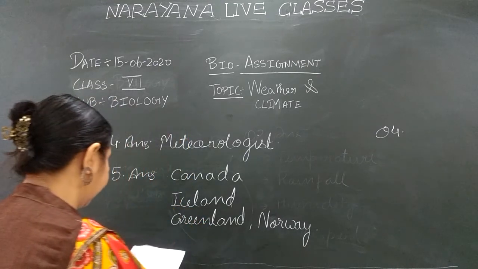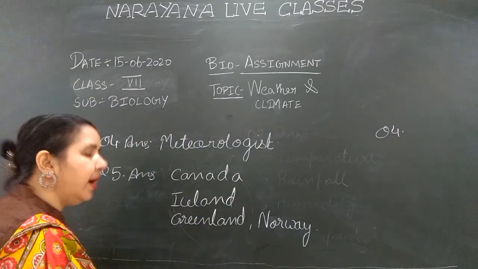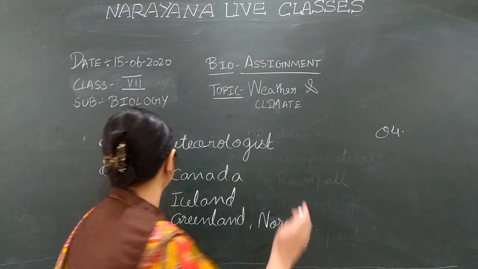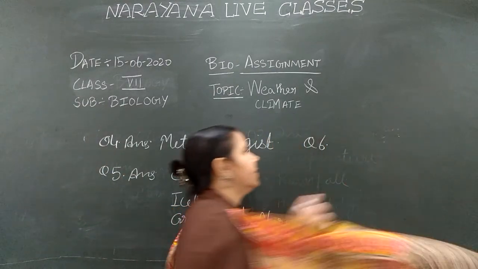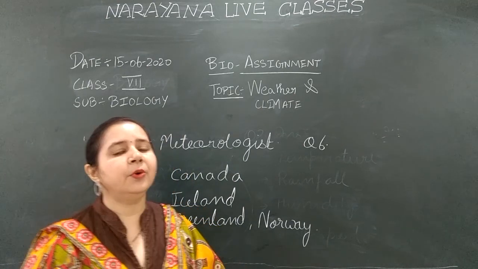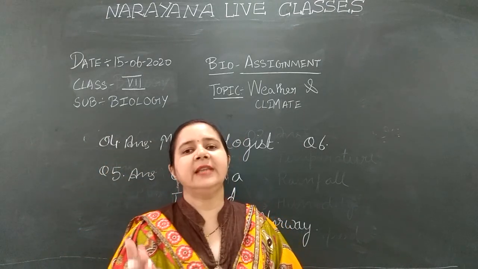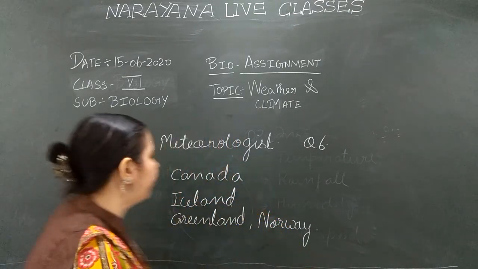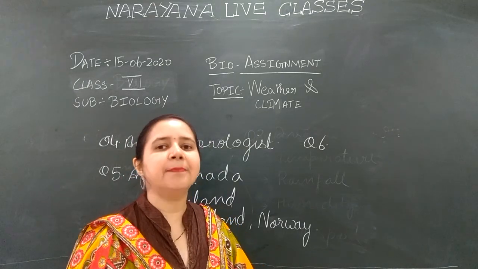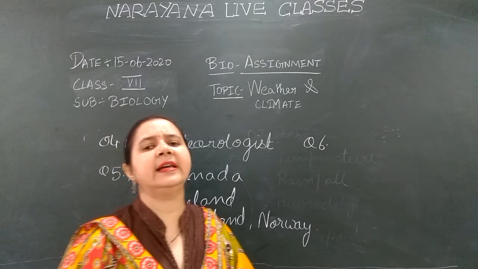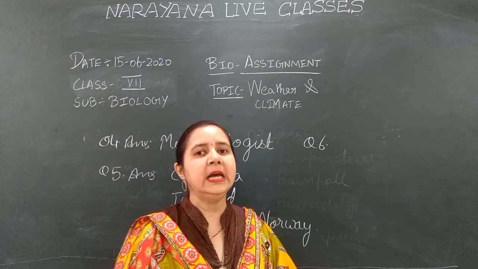Now, the sixth question is, name a migratory bird. So, migratory birds, as we know, fly far away from these polar regions, which are present near the poles where it is too cold during the winters.